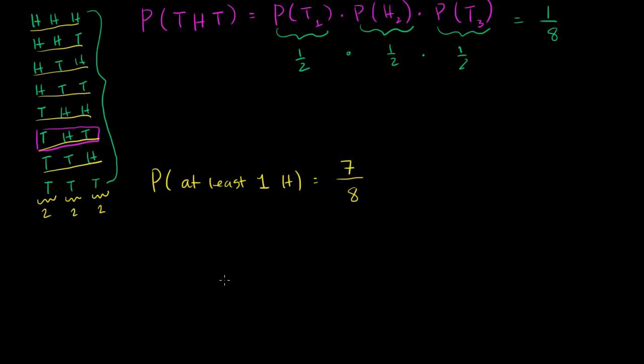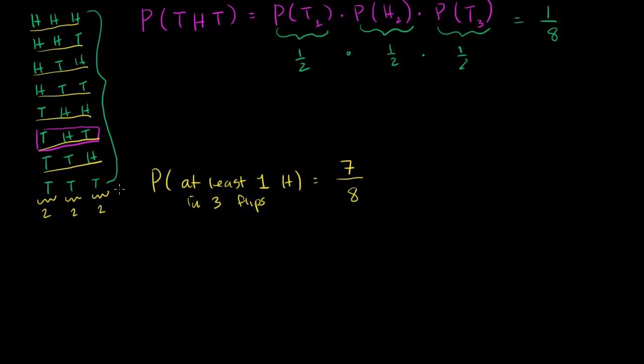Now you're probably thinking, OK, Sal, you were able to do it by writing out all of the possibilities. But that would be really hard if I said at least one head out of 20 flips. This worked well because I only had 3 flips. This would have been a lot more time consuming if I had 20 flips. Is there some shortcut here? Is there some other way to think about it?